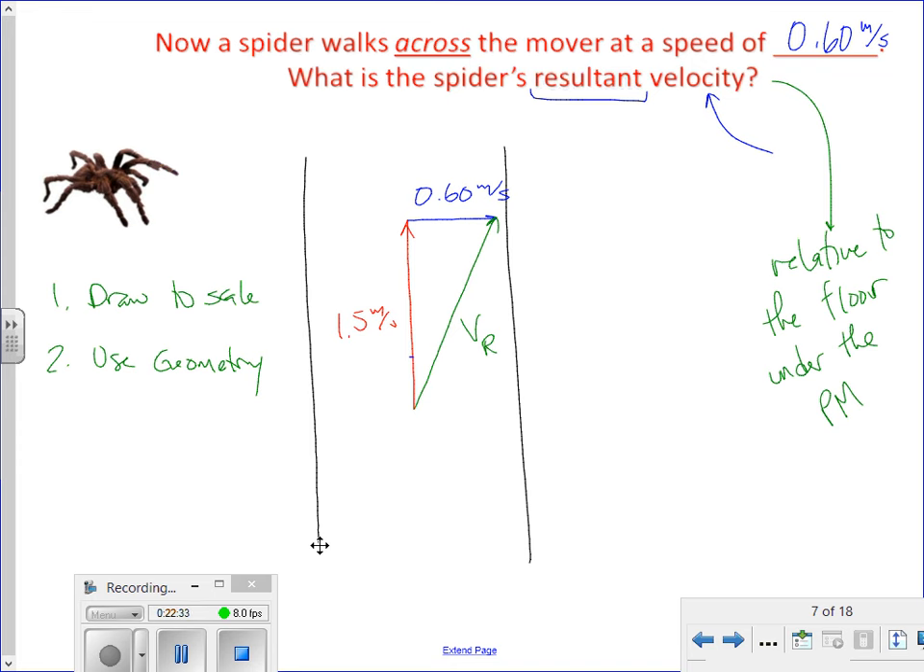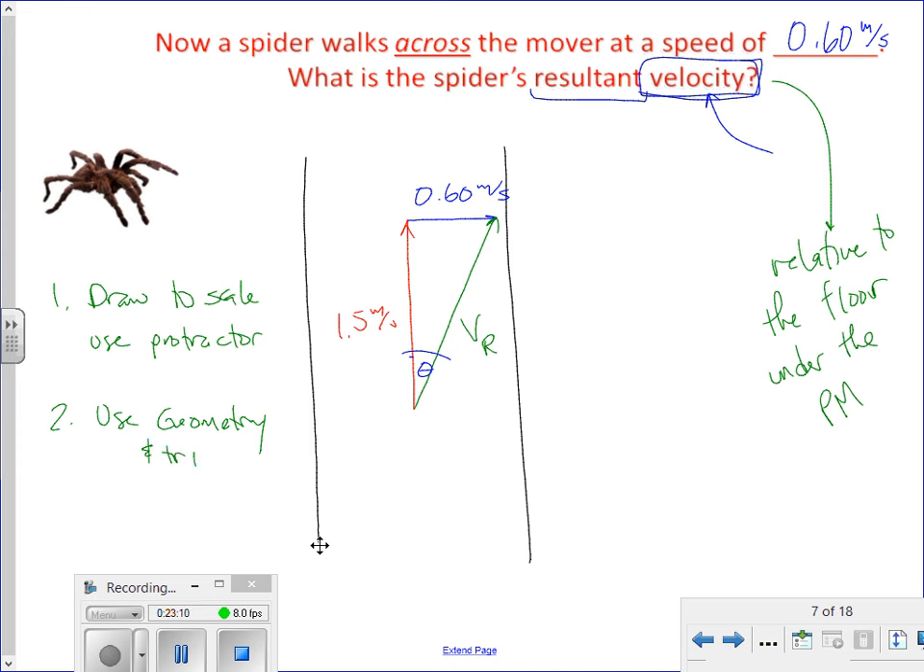Now, what we want you to do also is find this angle theta. Because when we say velocity, we don't just mean speed. Speed's just how fast. Velocity's kind of like speed, but the direction also matters a lot. So we want to know what that angle is. Okay? And you have two options to do that. You could draw it to scale and then use a protractor, or you can use geometry and trig.